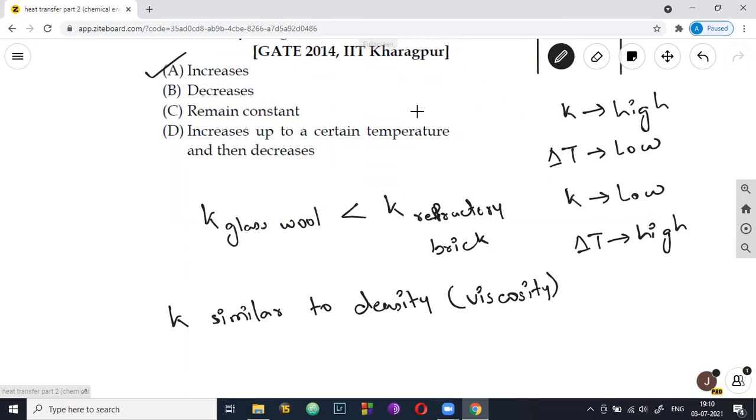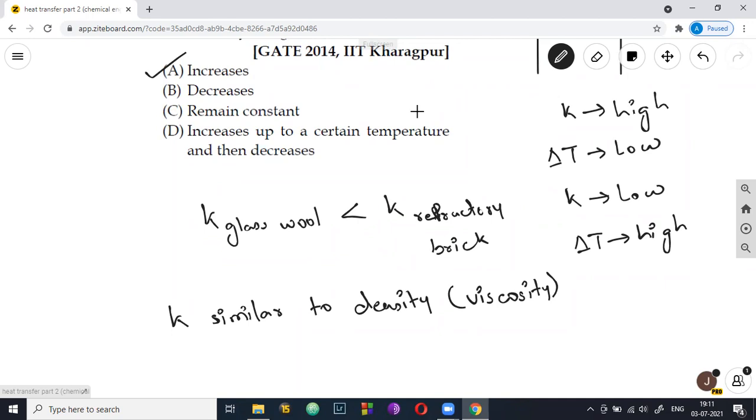Remember, in the case of fluids, it is always related to density. When I talk about fluids, it can be either liquids or gases. In the case of liquids, as the temperature increases, the density of the liquid decreases. You might be familiar with this phenomenon. If you have seen oil in your winter climate, it's very hard, but once you heat it up, it starts to flow very easily. So for liquids, density decreases with an increase in temperature, so viscosity decreases and thermal conductivity decreases.